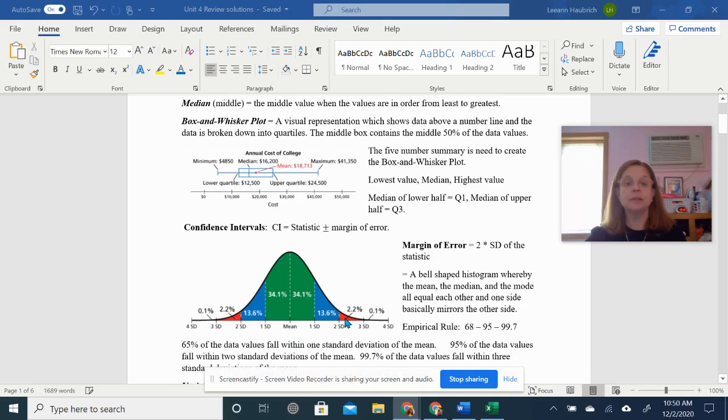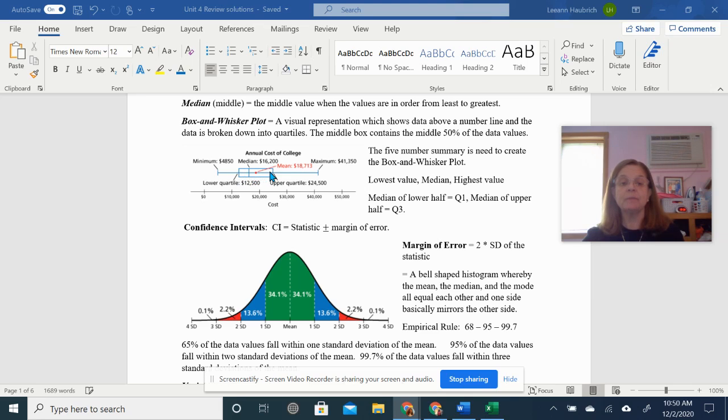So here's a picture. I'll move it up a little so you can see it better. Annual cost of college. This particular one also included the mean. You should be able to tell that the mean is higher than the median on this because this middle box always represents 50% of the data values. This whisker from the bottom to the beginning of the box is the lowest 25%. Then from this dot to the middle dot, which is your median, this 25% is clustered very closely together.